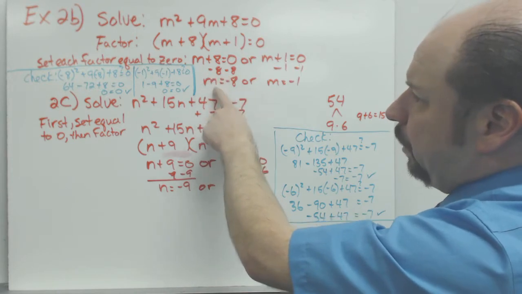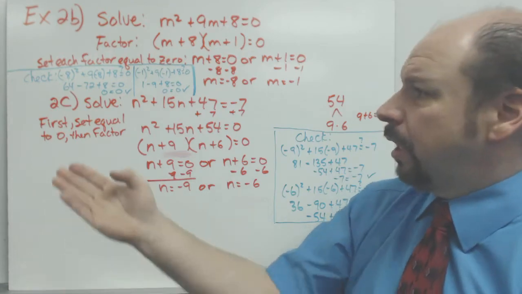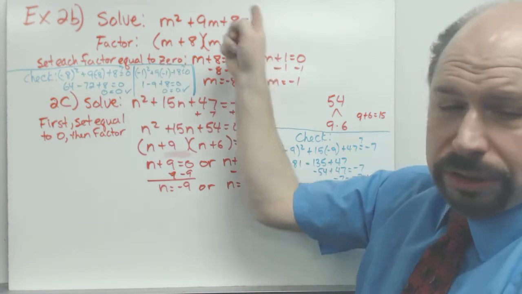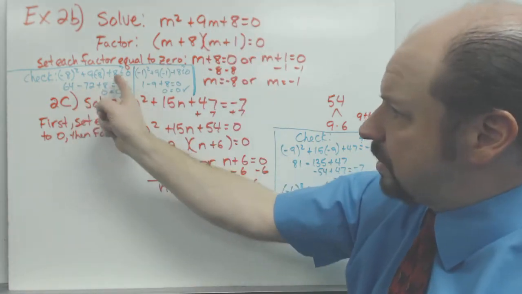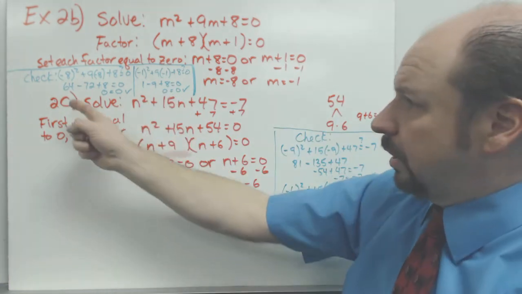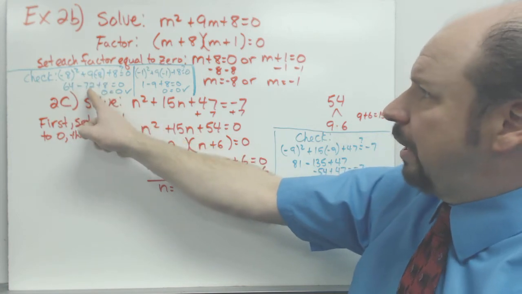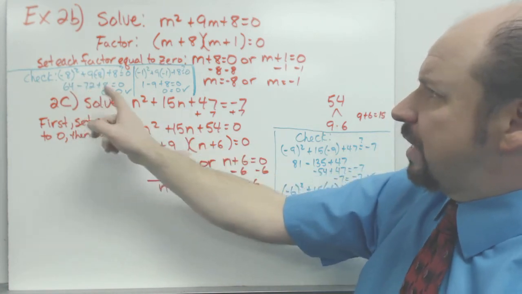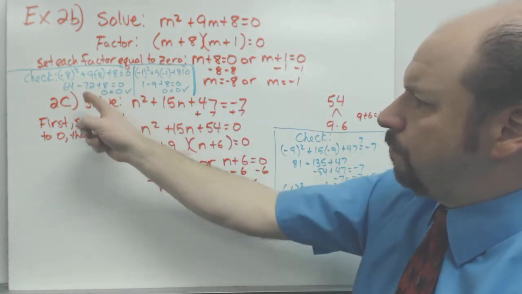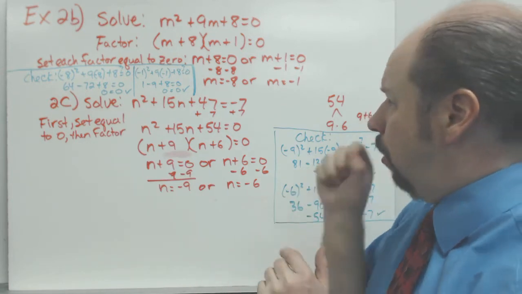And now solve each one separately. So subtract 8 here, we get m equals negative 8, or subtracting 1 here, we get m equals negative 1. Now, if we plug negative 8 and 1 back into this original equation, it should work out that this side equals 0. I'm just going to do one of them. If you want to look at the other one and check, you certainly can. But negative 8 squared is 64, plus 9 times negative 8 is negative 72, plus 8. That's just what we had here with negative 8 substituted in for m. And when we evaluate that, we get 0 equals 0. So it does work out.